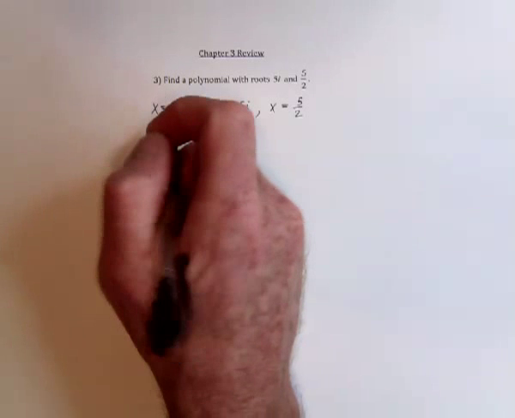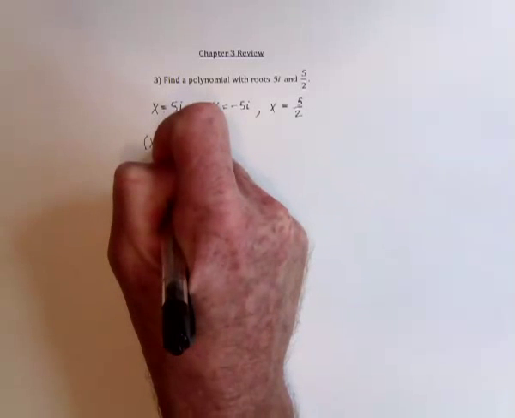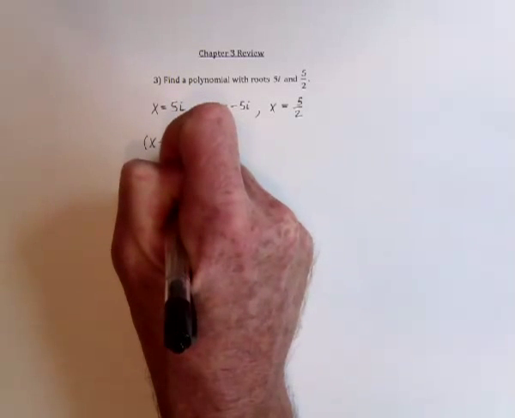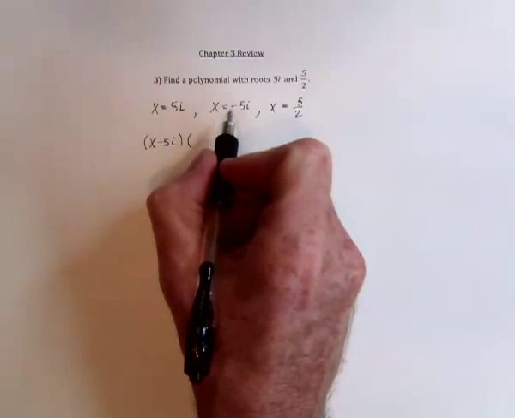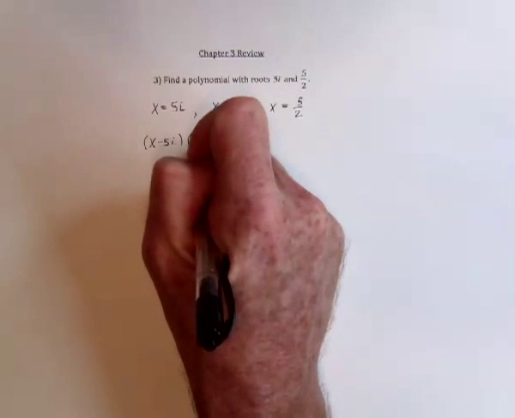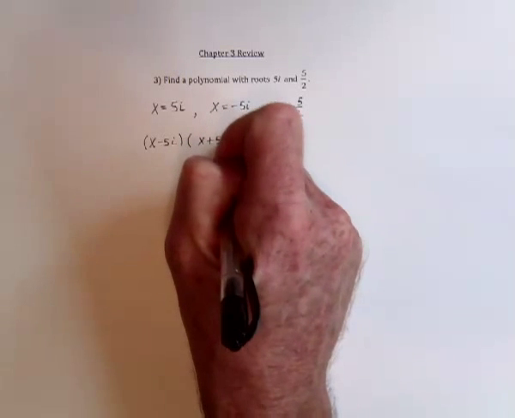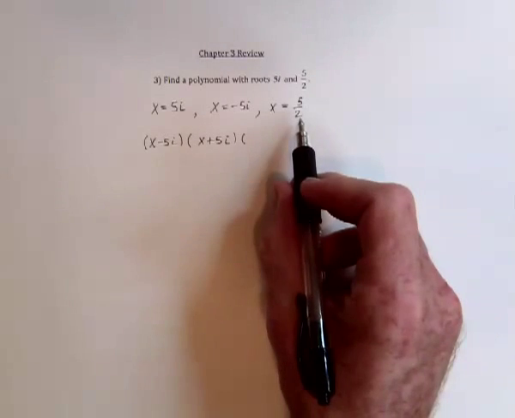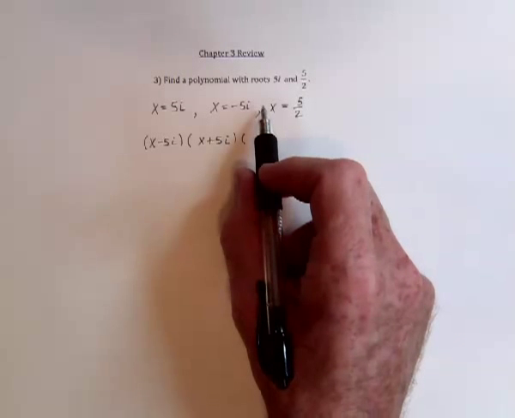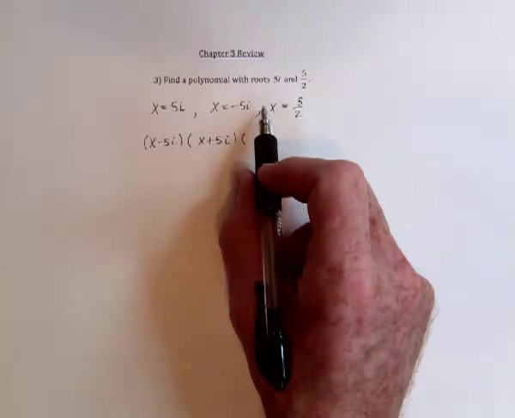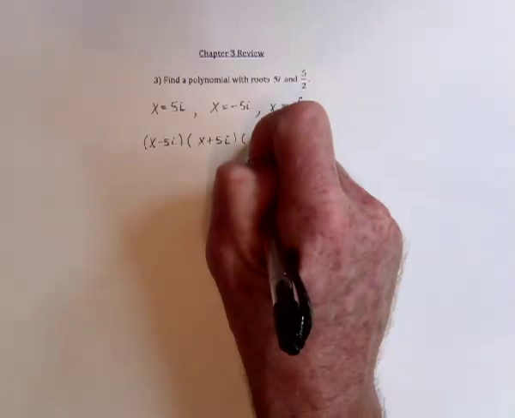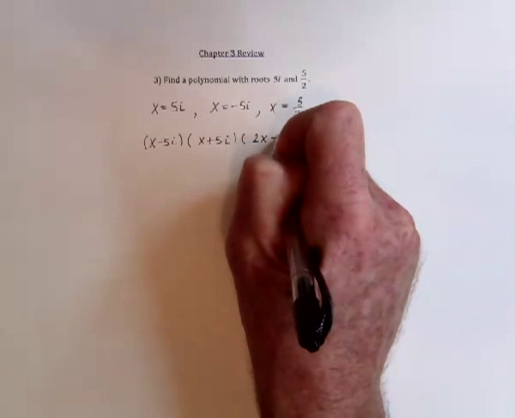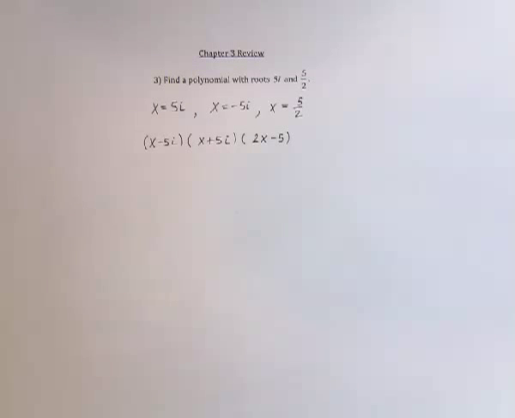So that means from this one, x minus 5i is a factor of the original polynomial, x plus 5i, and then from this one I should multiply by 2 so that it's 2x equals 5, and then move the 5 over. So 2x minus 5. Now use algebra to multiply these out.